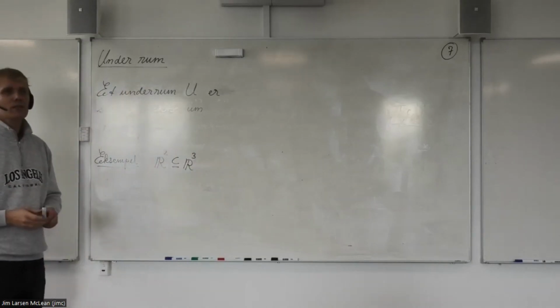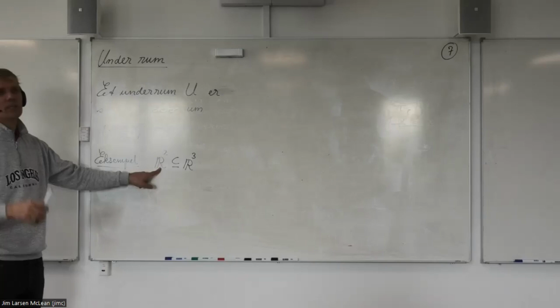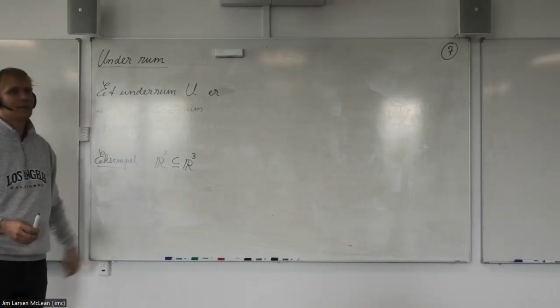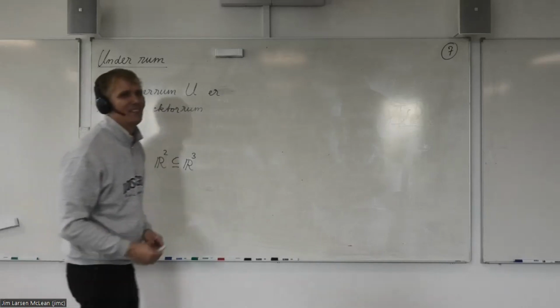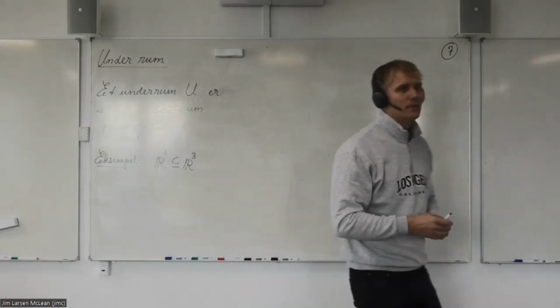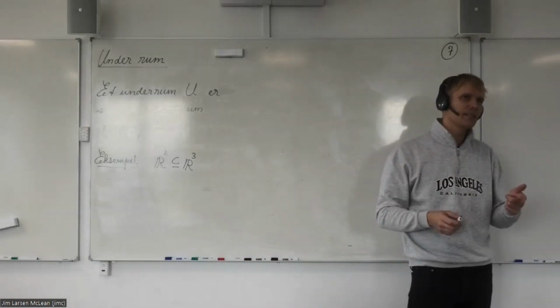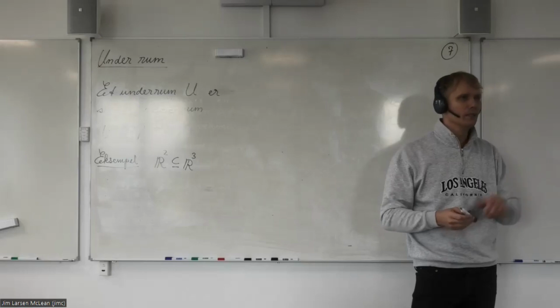How can we know that? Well, firstly, it is a vector space itself. That is the first requirement. And secondly, it is a subset. That is the second requirement. Then it is a subspace. There are two requirements for a subspace. It must itself be a vector space, and there must exist another space in which it is a subspace.